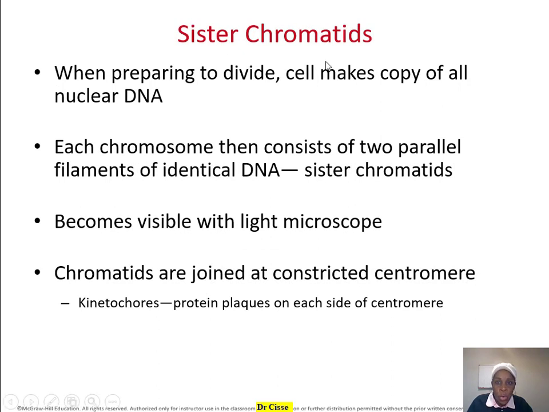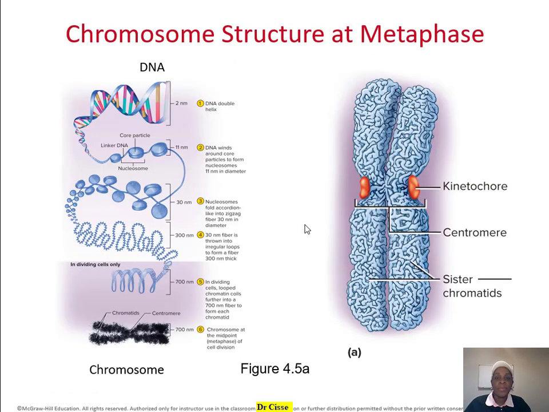What about sister chromatids? When preparing to divide, the cell has to duplicate its genetic material. For that, the DNA has to be organized into chromosomes, and each side of the chromosome is called the sister chromatid. Now let's look at the structure of the chromosome. You see the chromosome here. It is lots of DNA. You see the DNA rolling around here.